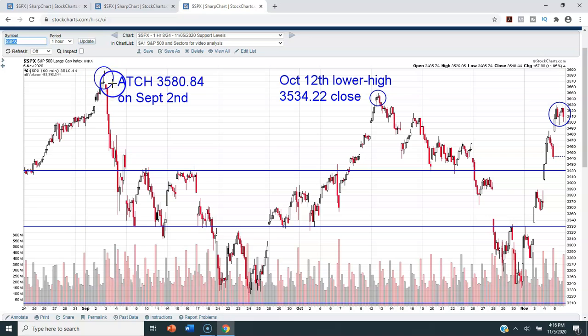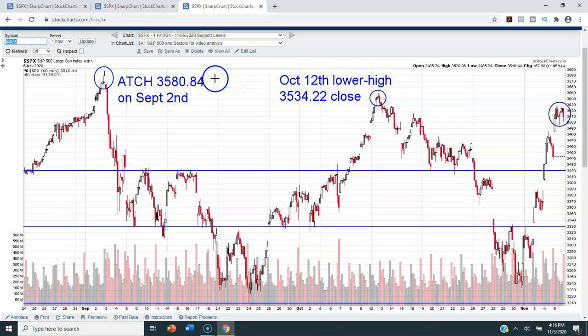But back on the 2nd of September, of course, we had our all-time closing high. I just abbreviated that ATCH for all-time closing high on the S&P 500. That was 3580.84, on the 2nd of September. And, of course, we sold off and then hit this low point right around 3210 on the 24th of September, had that rally that peaked on October 12th, and we closed on October 12th at 3534.22.